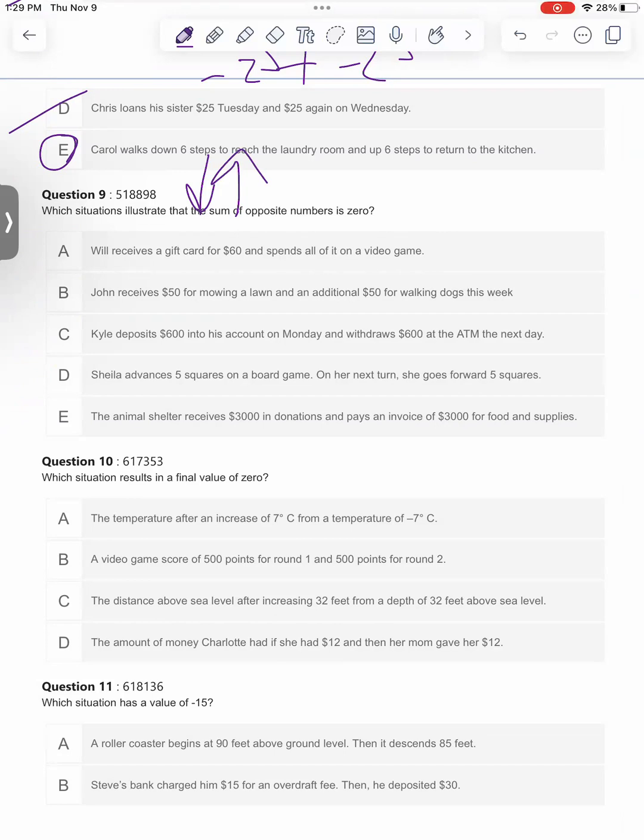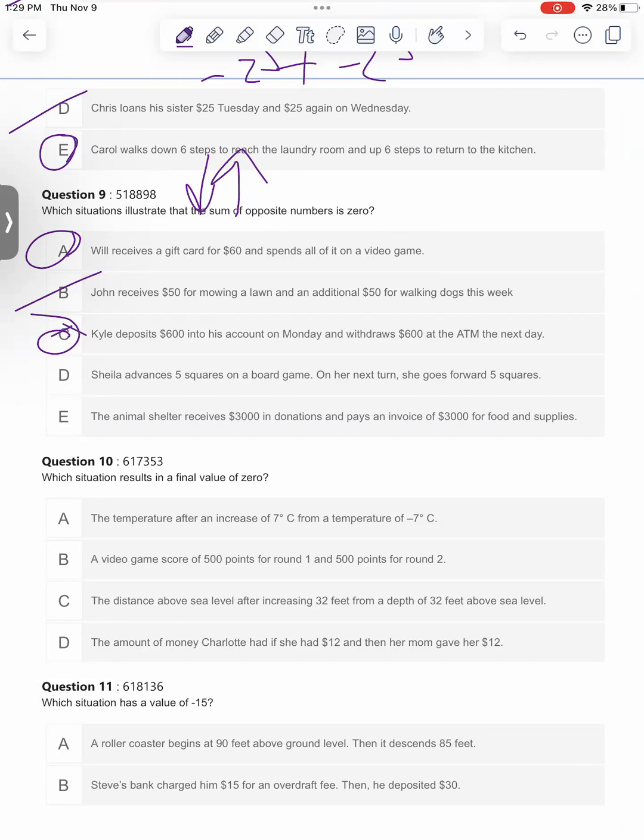Another zero question. He got a gift card for $60, spent all of it, meaning $60 on a video game. John receives 50 for mowing the lawn and another 50 for walking dogs. So now he's gotten 100 plus 100. Kyle deposits 600 in his account on Monday, withdraws 600 at the ATM the next day. Right, so those equal out.